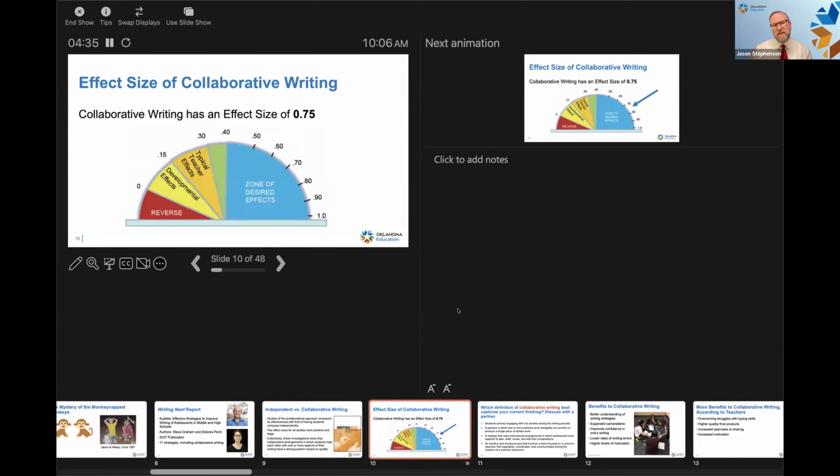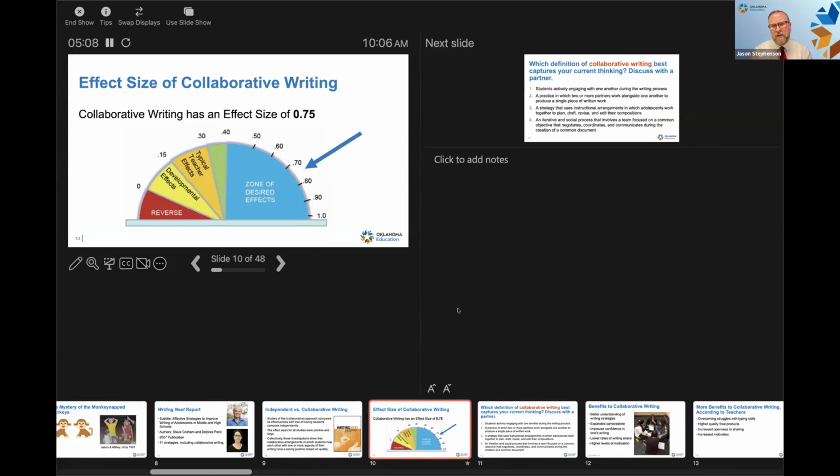Whenever we talk about effect size, this is how helpful a strategy is. And it may be that it's just anything that anyone could do, and there's not really a strong effect, or it might be a little bit stronger. And some practices even go in reverse and make things worse for our students. But there's a zone of desired effects that really give you more bang for your buck. And collaborative writing fits within that really desired zone of great things that can happen for our students.